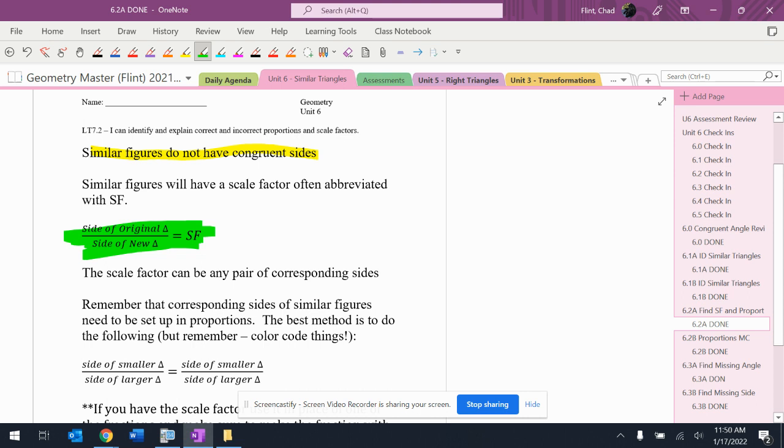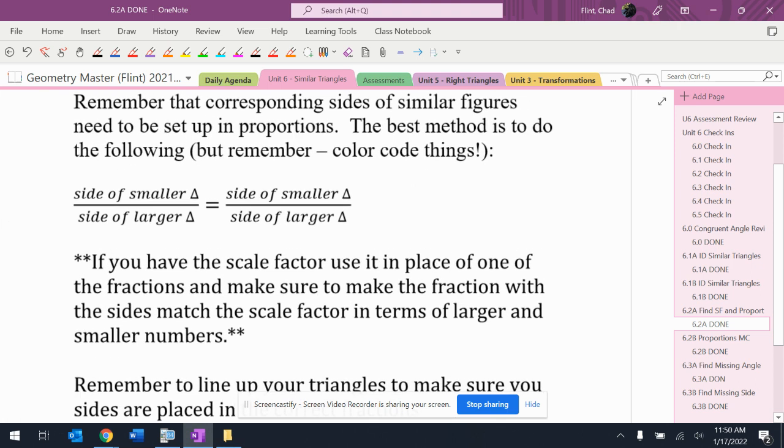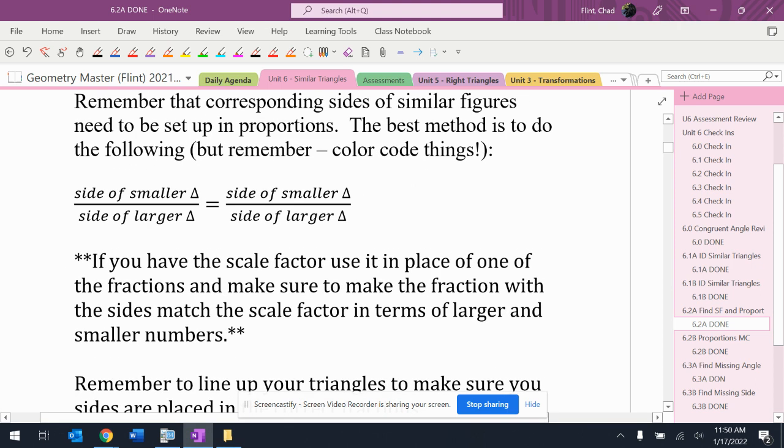And then remember that we have to set up proportions. So the best proportions. Now, we're just going to go through and talk about setting these up. We're not actually going to solve a single thing in this section of the notes. This is the best method to set things up, in my opinion.